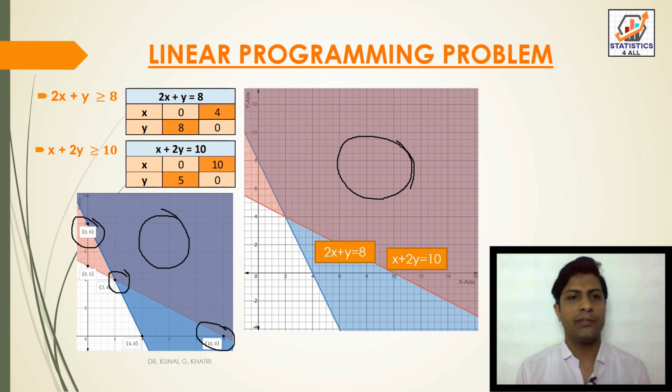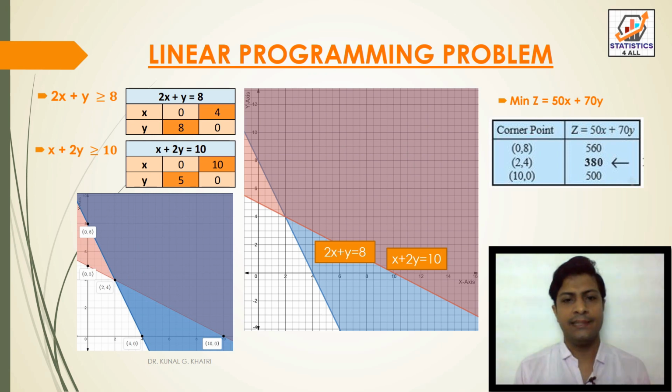These coordinates we will put in the Z equation, minimum Z equal to 50x plus 70y. Our coordinates are 0, 8, 2, 4 and 10, 0. By putting 0, 8, we have value 560, and by putting 2, 4 in the above equation Z, we have value 380, and putting corner point 10, 0, we have value 500. So here we can see that the minimum value is 380 at point 2, 4.